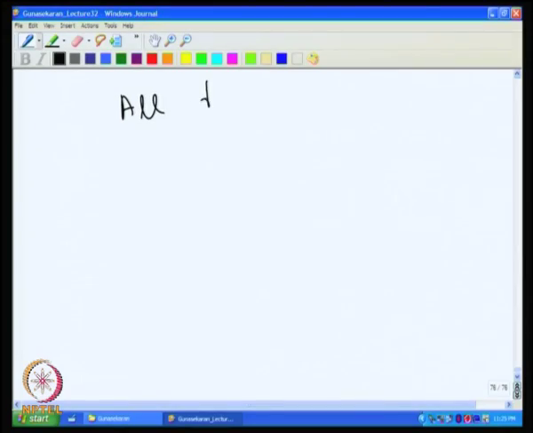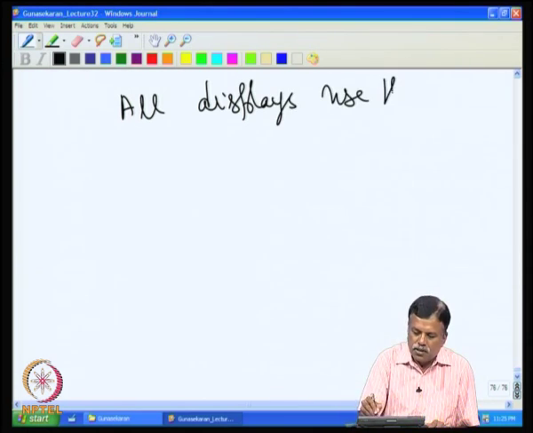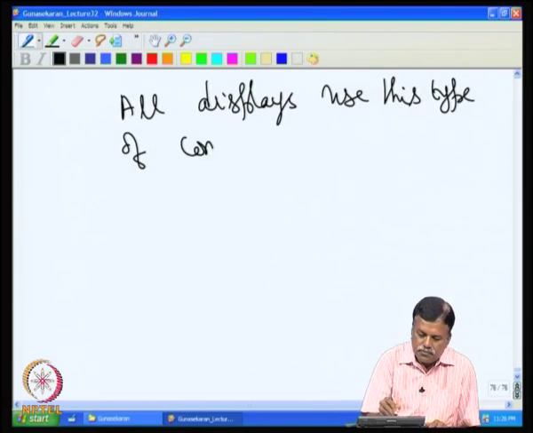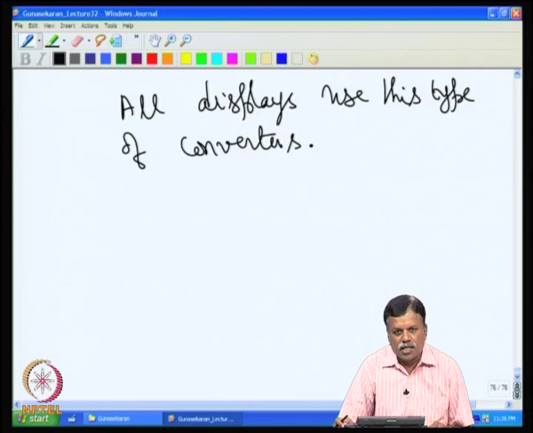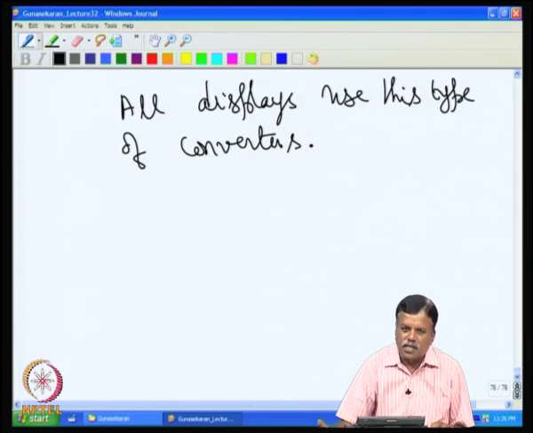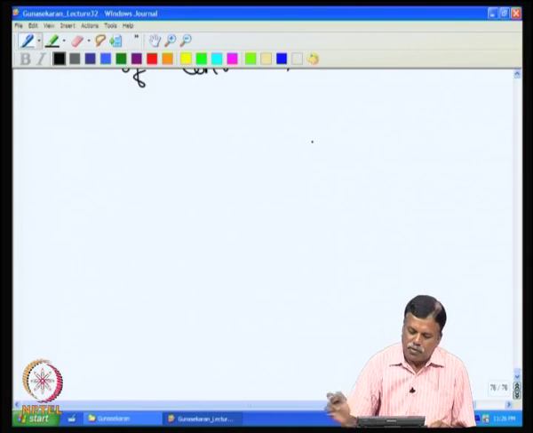Almost all displays use this type of converter. This kind of converter is available for 3.5 digit, 4.5 digit, 3 digit, and so on, as a single chip. One can use them. For example, the popular 3.5 digit display 710 converter. You get a ready made module with a display.